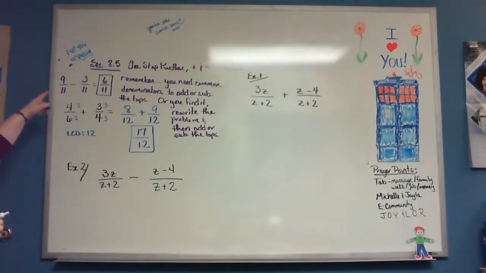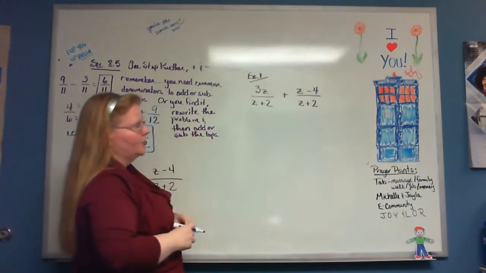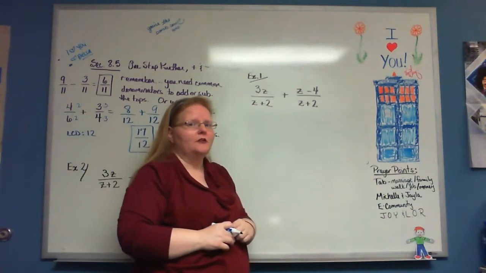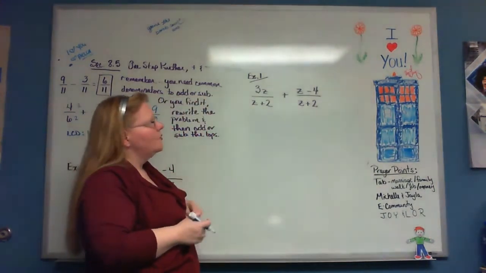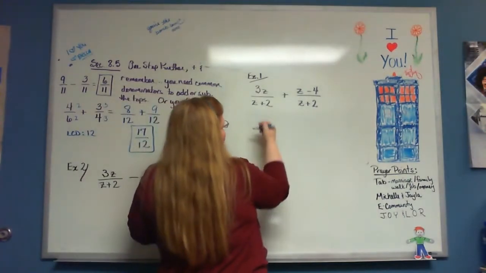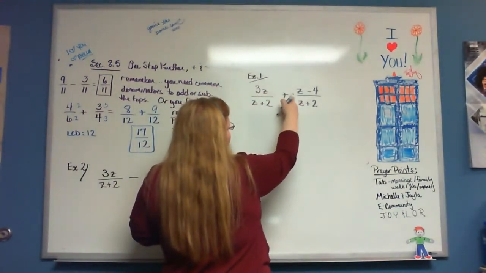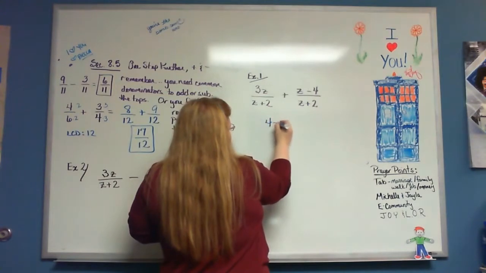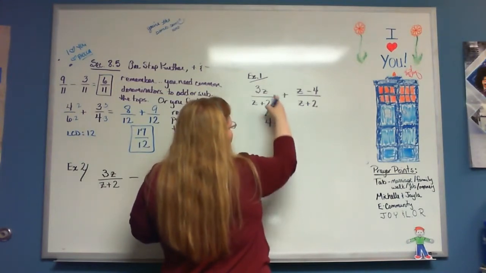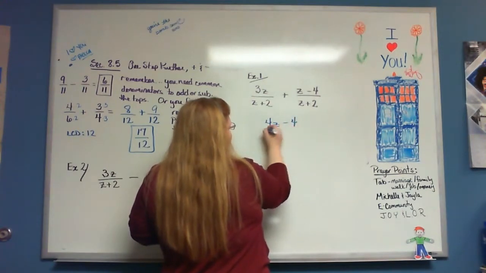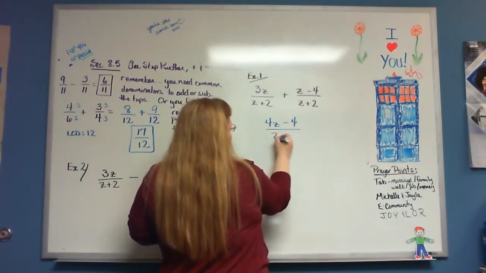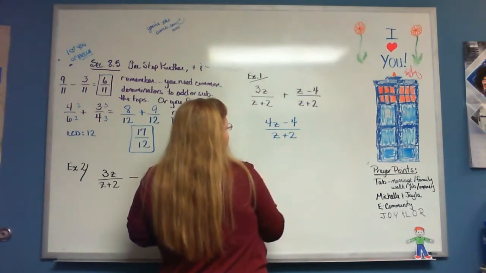If you don't have a common denominator, you need to find the common denominator and then go ahead and do the problem. So in example 1, do we have a common denominator? Well, absolutely. They're both z plus 2, so that's all good, which just means that we need to add our tops. So 3z plus z is 4z. And then no number plus -4 is a -4 over our bottom, which was z plus 2.